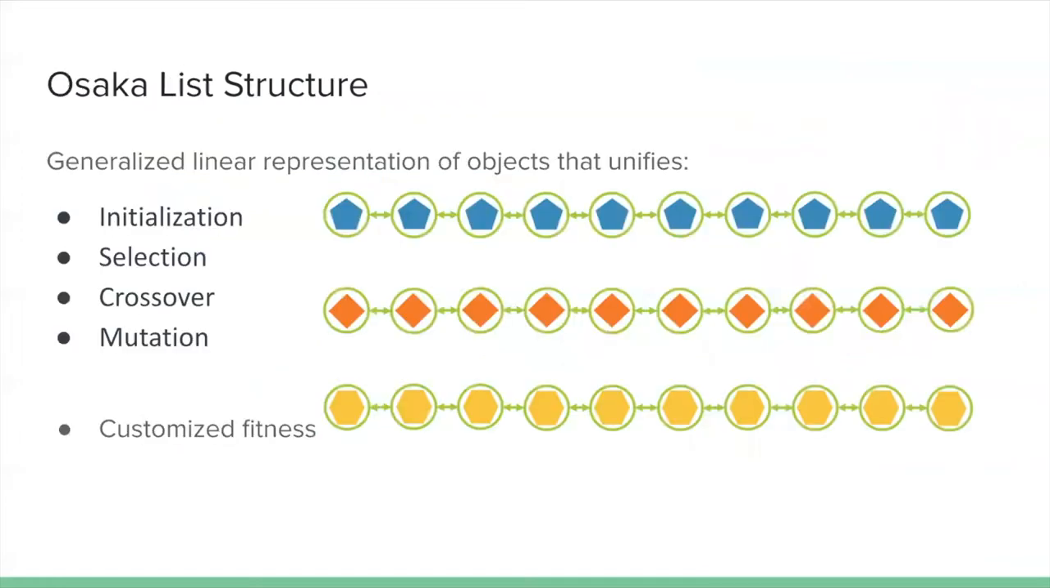The Osaka list structure is the key to making the Shackleton framework so flexible. It basically wraps around any object and forms a unified representation that is easily fit into the genetic programming framework. With the Osaka list structure, initialization, selection, crossover, and mutation can all be applied to virtually any object types. In addition, the flexibility of the Shackleton framework is enhanced as the fitness function can be custom defined to anything. In this paper, the objects contained inside the Osaka list structure are edit structs, which I'll talk about in a bit, and the fitness function is just the clock time of the user-provided target program.